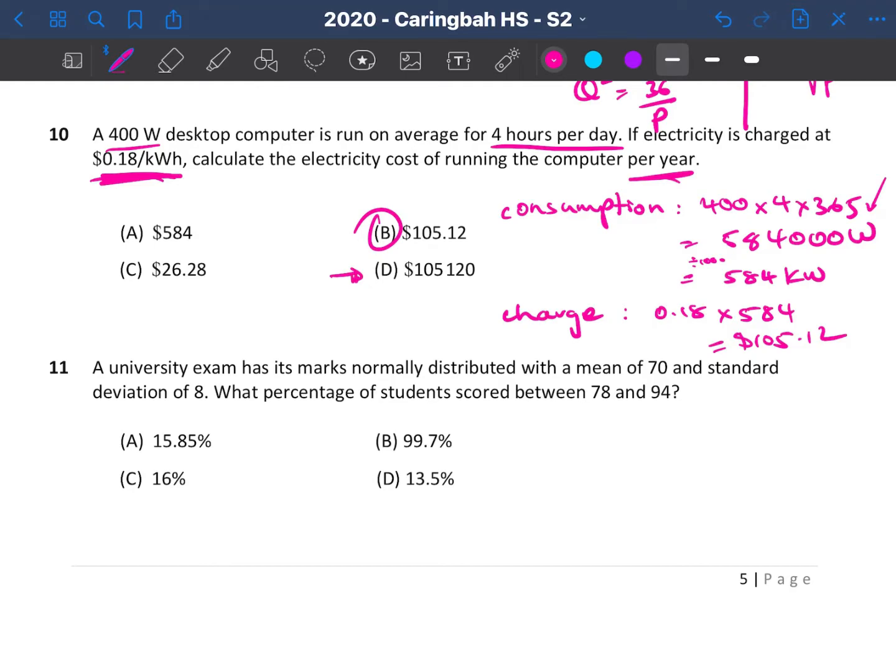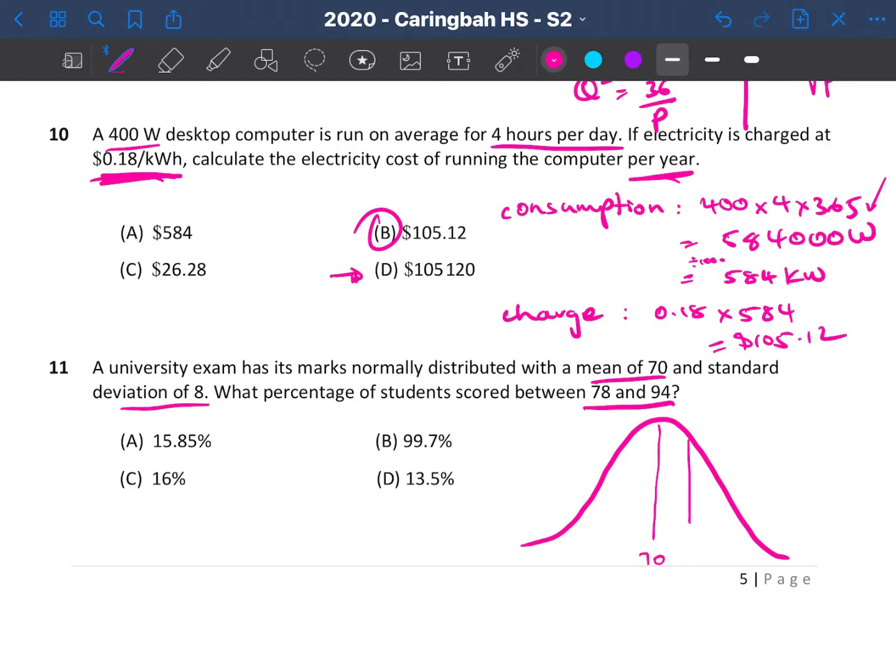A university exam has its marks normally distributed with a mean of 70 and a standard deviation of 8. What percentage of students scored between 78 and 94? So I'm going to first draw a bell curve. And my average here is 70, and I'm going up by 8.